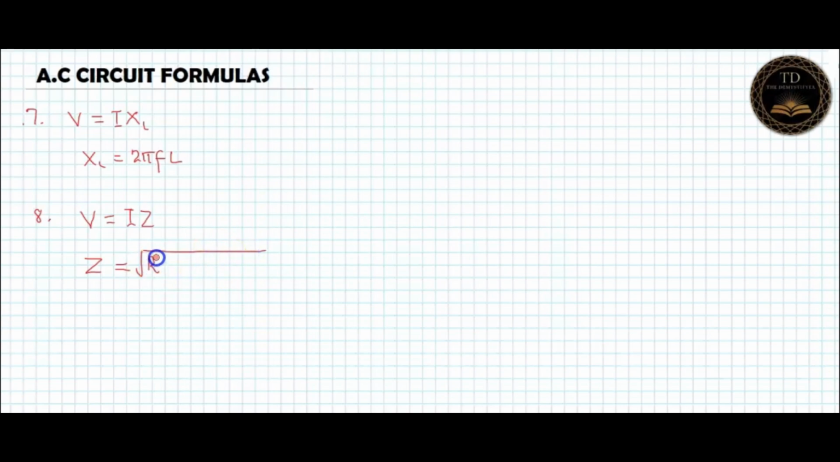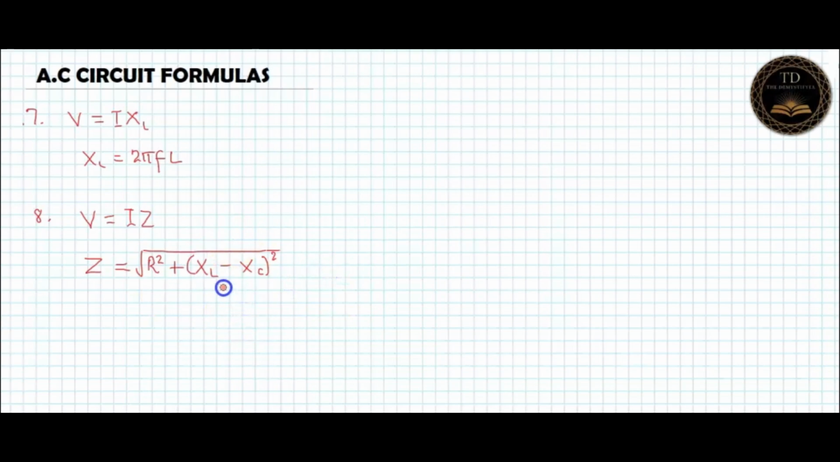R squared plus XL, that's the inductive reactance, minus the capacitive reactance, all squared. So if you're looking for Z, this is what you would need to find your Z. Now, this formula can change depending on the question. It can be adjusted. That's why I prefer using this.